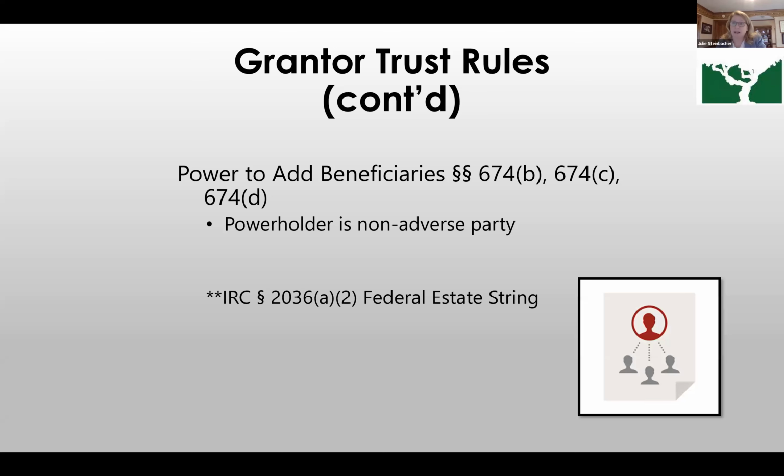So if I give my house away, technically, and I still retain the power to live there, like a life estate, 100% goes back into my estate. So I didn't really give anything away. I still live there. And so 2036 is pretty all encompassing. This is just about the power to add beneficiaries.